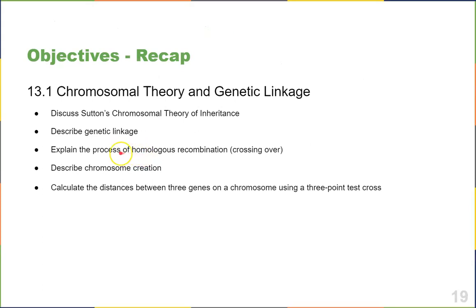Okay, so that's 13.1. Hopefully now you can describe the chromosomal theory of inheritance. You can talk about what genetic linkage is and isn't. You can talk about crossing over and how likely and unlikely crossing over is to happen. And then talk about chromosome creation during meiosis and distances on a genetic linkage map.